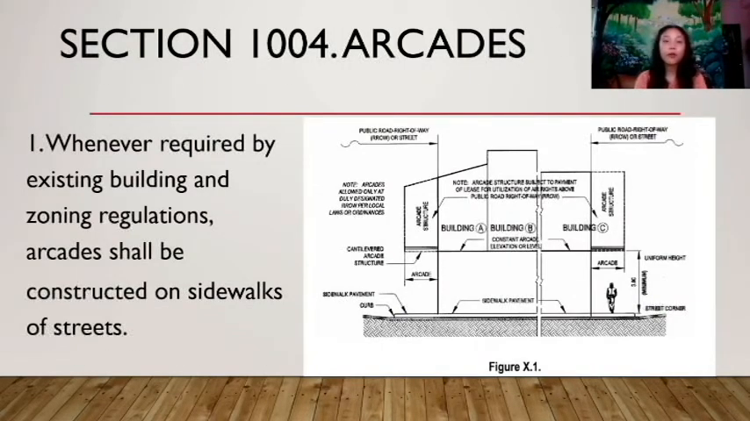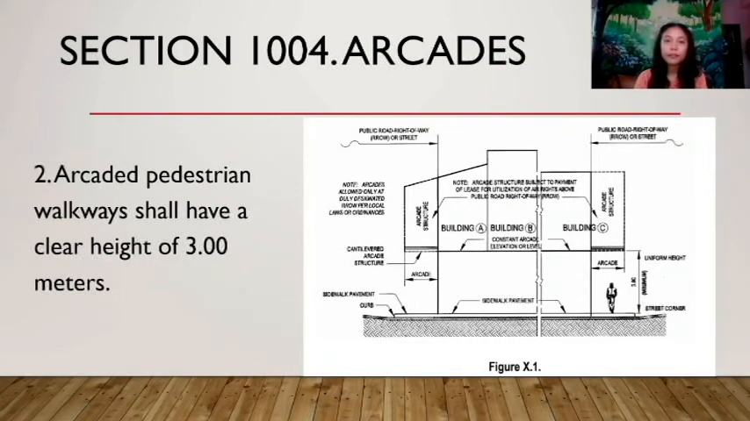So Section 1004 talks about arcades. Whenever required by existing building and zoning regulations, arcades shall be constructed on sidewalks of streets. The width of the arcade and its height shall be uniform, as you can see in this picture. The width and height of the arcades shall be uniform throughout the street, provided that in no case shall an arcade be less than 3 meters above the established sidewalk grade.